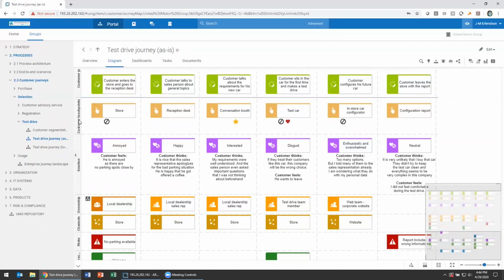In this example, here's a customer touch point at the store, a customer touch point at the reception desk, a customer touch point in the conversation booth, a customer touch point when we do the test car, a customer touch point with our in-store configurator, and a configuration report which touches our customer. So these are things that we're going to use as keying between internal processes and our customer's experience.